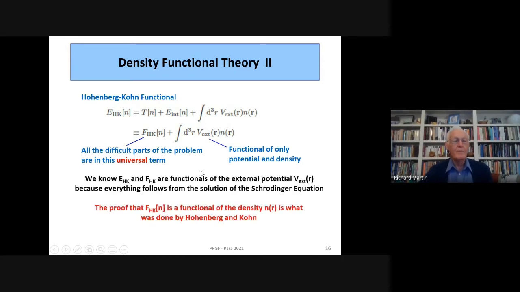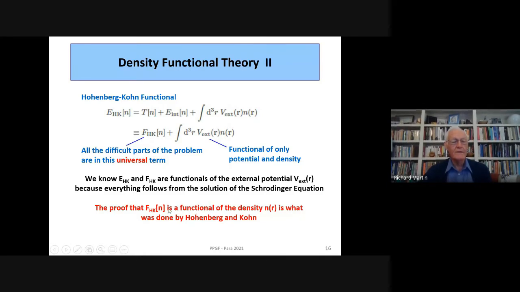So what's a functional? We know that these terms, like the energy or any of the terms, are determined if you know the external potential. That means that if you know the external potential everywhere, at every point in space, then in principle we can solve the Schrödinger equation, and we can know the expectation value of the energy, the kinetic energy, and the interaction energy. Even though they are very complicated and we can't really solve the equation, we know that they're determined by the external potential. So that means it's a functional of the external potential.